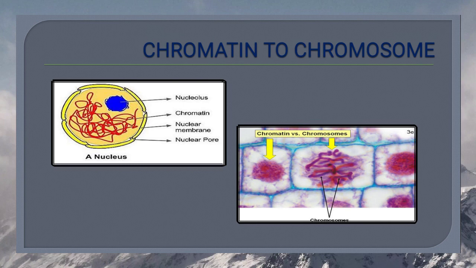Nucleus is having a nuclear membrane. Inside, fluid is called nucleoplasm. There is a small circular structure known as nucleolus. Along with that, a network of thread-like structures called chromatin is present. These chromatins during cell division get converted into chromosomes. Here you can see the microscopic view of chromatin and chromosomes.